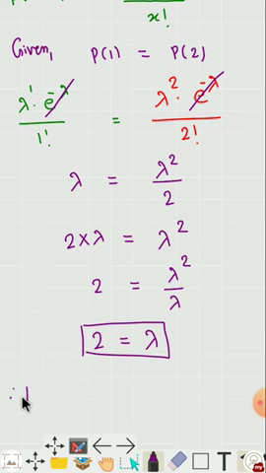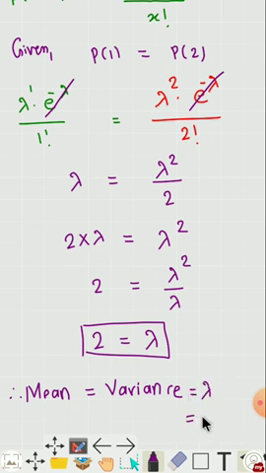Therefore mean and variance, we know that the mean and variance of Poisson distribution are the same, and the value is equal to lambda. The value of lambda is 2. Therefore the mean and variance of this Poisson distribution is 2.